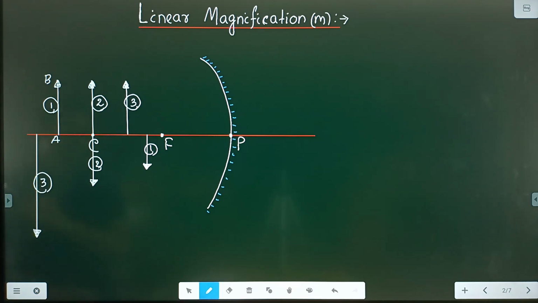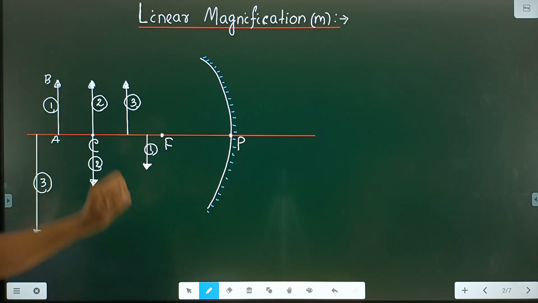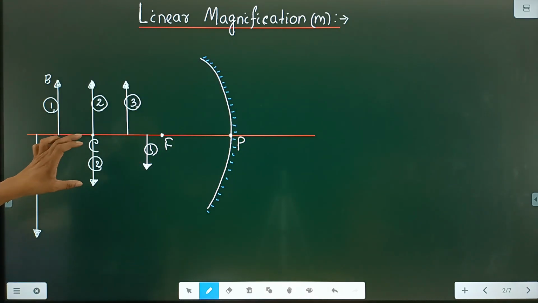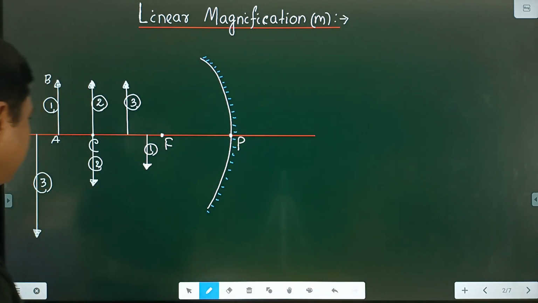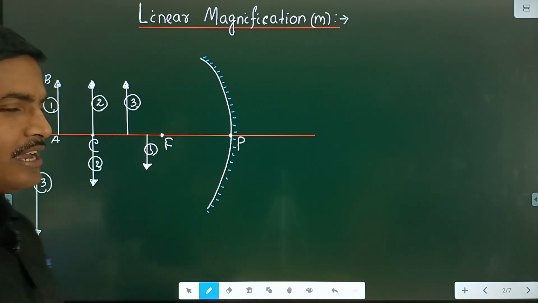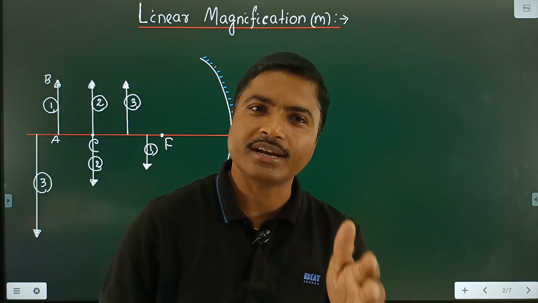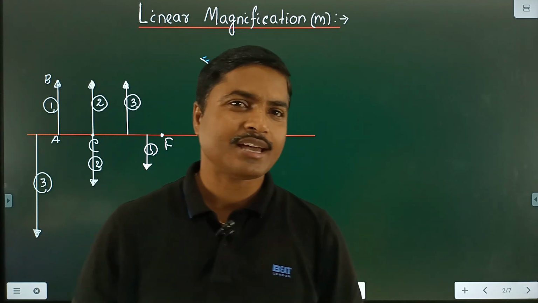Clear? Look at the figure. In the first case, if we compare the size of the image with the size of the object, a small size image is formed. Small size means that it is diminished. In the second case, the size of the image is equal to the size of the object, both are the same size. In the third case, the size of the image is large or greater as compared to the size of the object, that means it is magnified. Clear? In the first case we get a diminished image. In the second case we get a same size or equal size image.